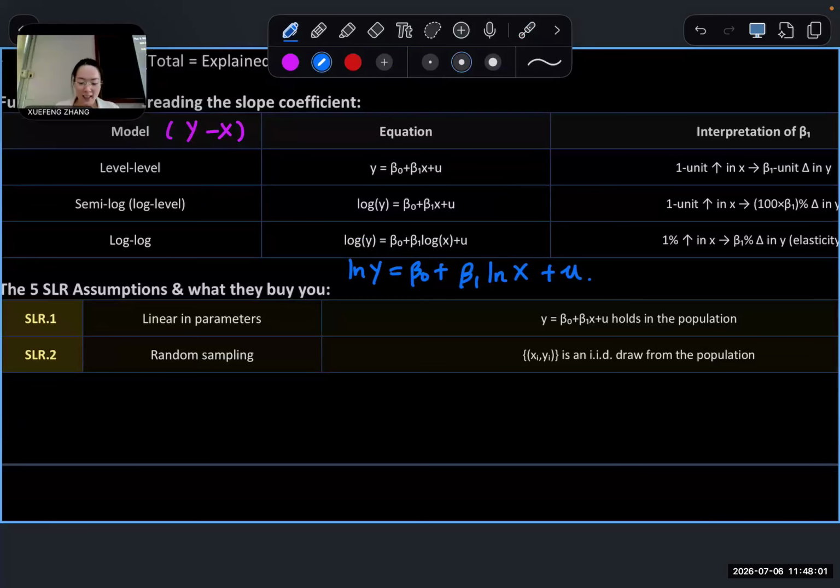And then the 5 assumptions, right? The first one, SLR means simple linear regression. The first one, linear in parameters, okay? The second assumption, random sampling, right? We talked about this many times, especially when you collect your experimental data. You have to make sure that the method you collect with is random sampling, okay? Otherwise, nobody is going to trust your data.